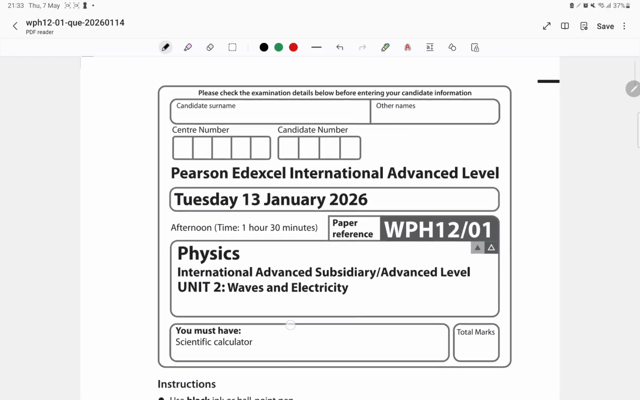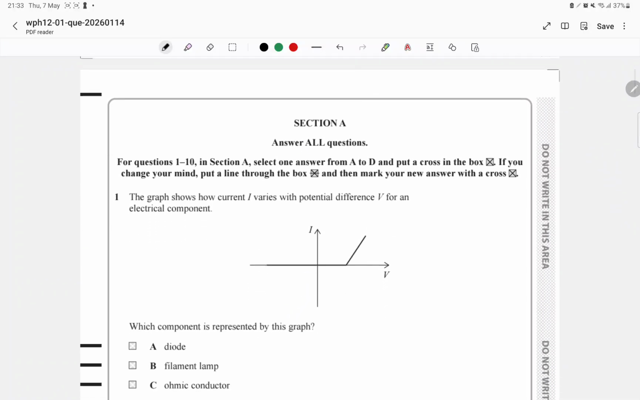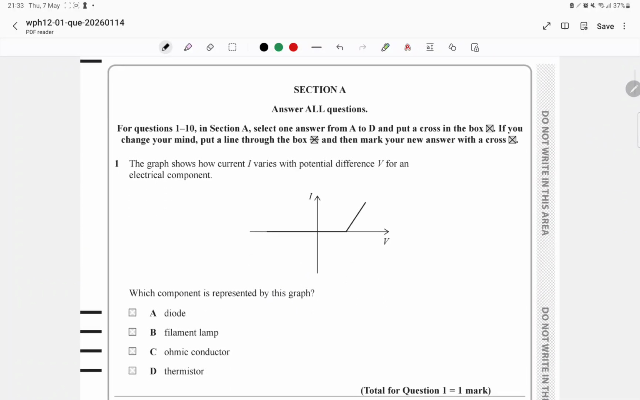I don't actually have the mark scheme for this, couldn't find it, but we'll have a go at the paper anyway. So the graph shows how current varies with potential difference for an electrical component. Which component is represented by this graph?